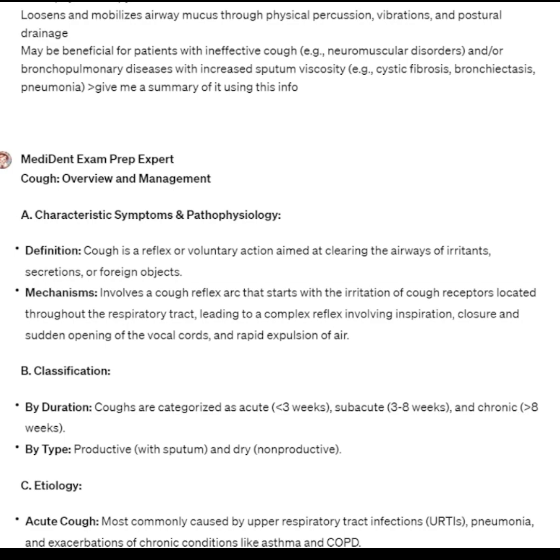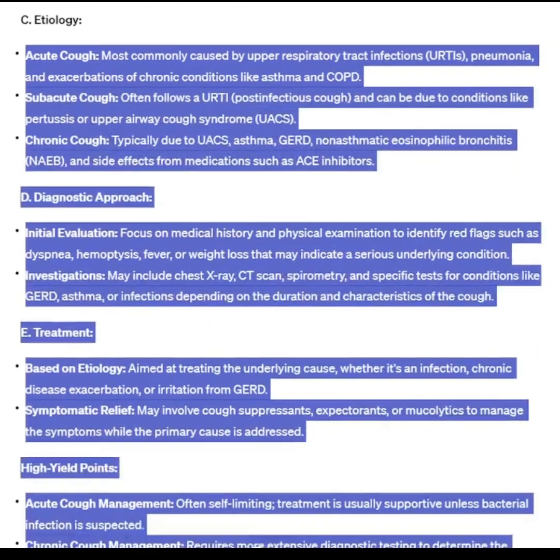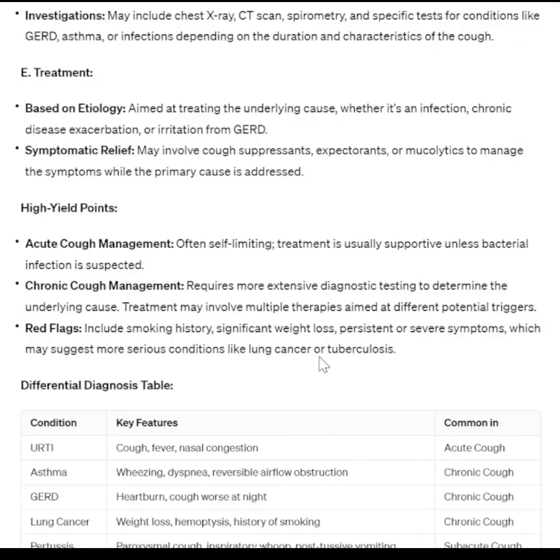E. Treatment. Based on etiology, aimed at treating the underlying cause, whether it's an infection, chronic disease, exacerbation, or irritation from GERD. Symptomatic relief may involve cough suppressants, expectorants, or mucolytics to manage the symptoms while the primary cause is addressed. High yield points. Acute cough management, often self-limiting. Treatment is usually supportive unless bacterial infection is suspected.